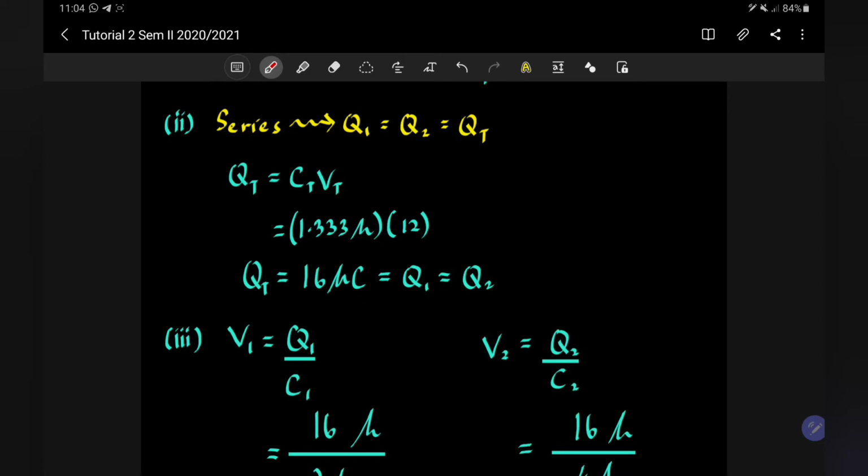We need to state this because the question asks you to find Q1 and Q2. Without this statement, we haven't answered the question yet. So we need to write down that the Q total we got here equals Q1, 1 mark for this, and 1 mark for Q2 here. Alright, that settles the second part.